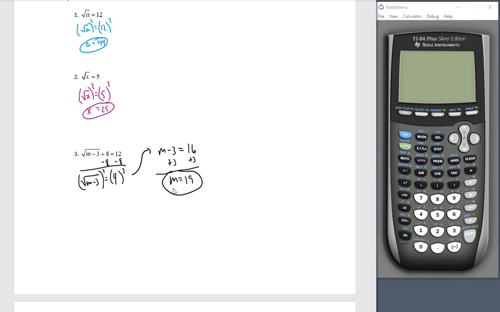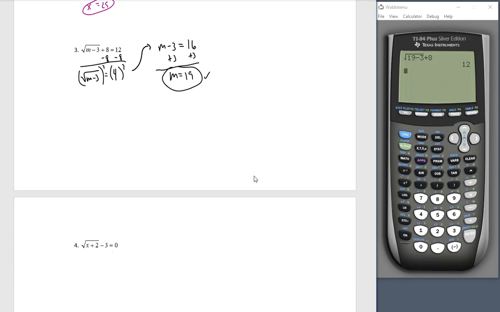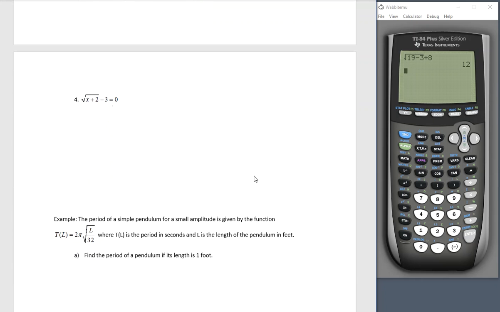Okay, now, m equals 19. Let's check it out. Let's turn on our calculator here. And let's do the square root of 19 minus 3. Come out of the radical and add 8. Now when I hit enter, I should get a 12. Let's see. There we go. So we know our answer is correct. The best thing about math is you could almost always check your answer. With history, man, you need a phone booth.